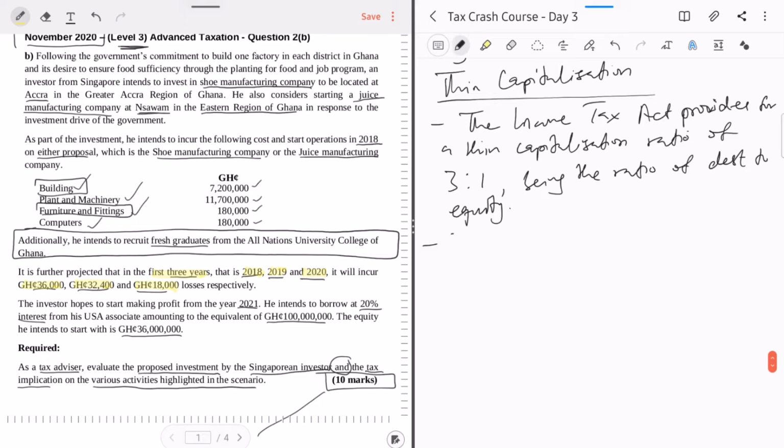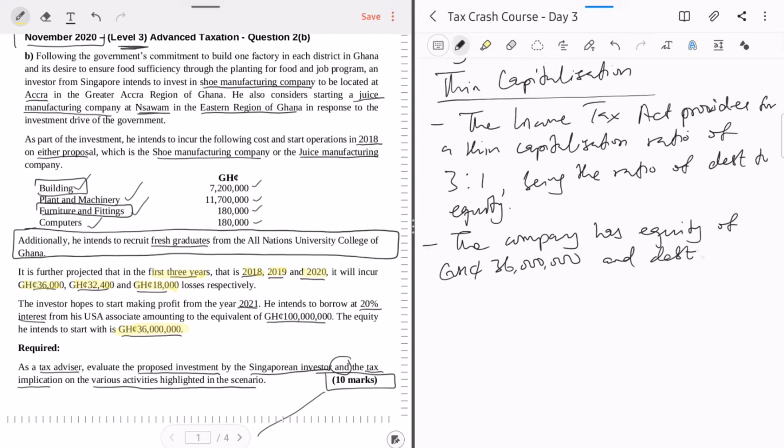So we'll say the company has equity of 36 million, and debt of, as you can see here, 100 million, since he intends to borrow 100 million. What I'm saying is that your debt to equity ratio should not exceed 3:1. That is, if we multiply your equity by 3 times, that is the maximum amount of debt you are allowed to have.